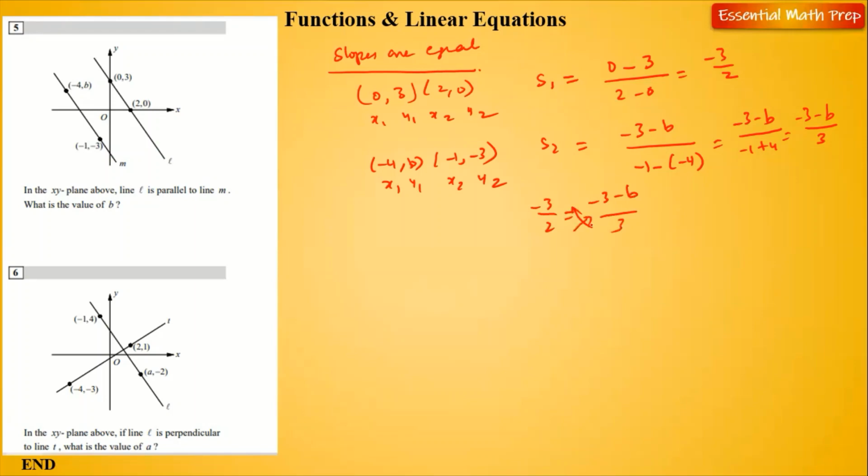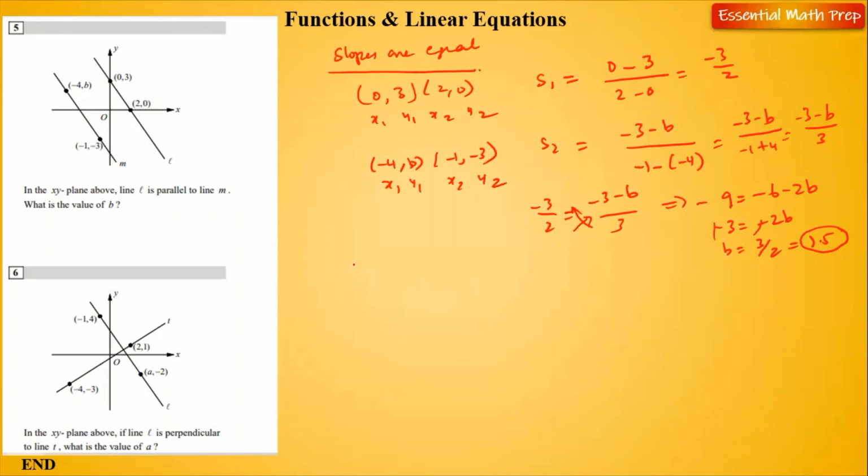Just cross multiply, which would be -9 equals -6 minus 2b, right? So if you add 6 on both sides, it's -3 equals -2b. So b equals 3 over 2, which is 1.5. Does that make sense? All right.